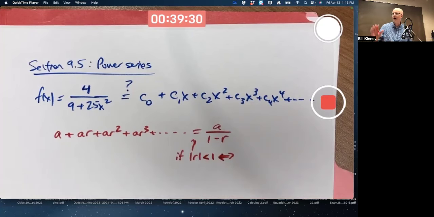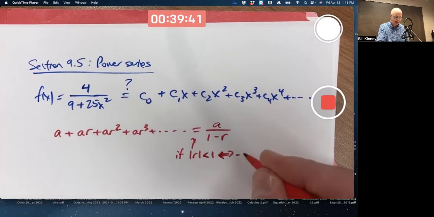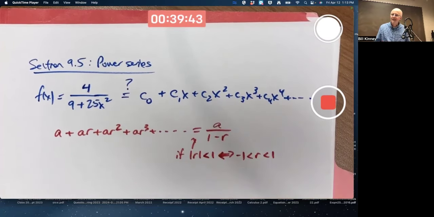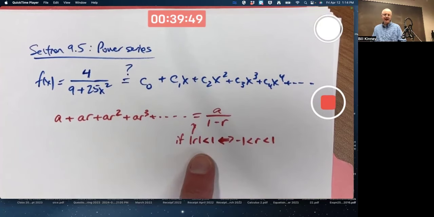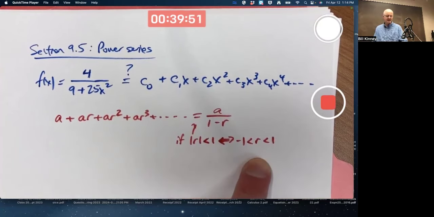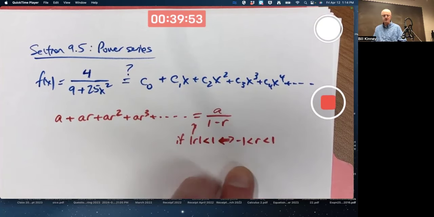We know this. This is something you should remember for the rest of your life, okay? I'm semi-serious about that. Maybe I won't hold you to it, but I'm semi-serious that you should remember these kinds of things for the rest of your life as best you can. They are culturally significant, you might say. The absolute value of r being less than 1 means r itself is between -1 and 1. Always remember that equivalence. That helps you understand this better.